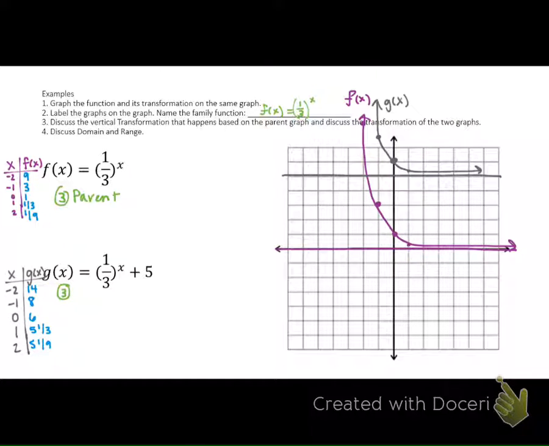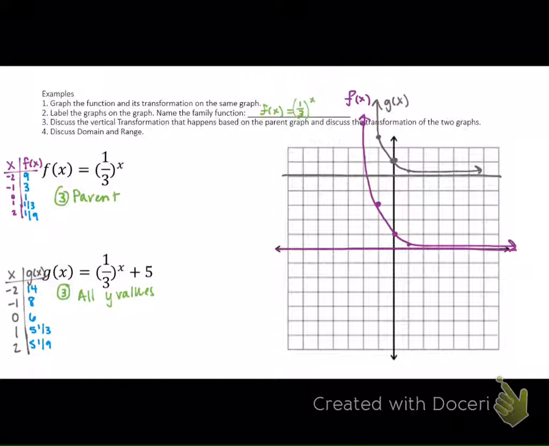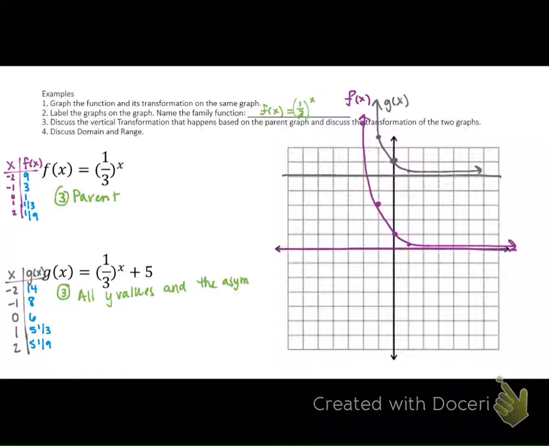Kaylin, what transformation do you see occurring in g of x? And the asymptote is 5, and it's just what values up. Everything is shifted up 5, right? The asymptote is shifted up 5, and the y values are shifted up 5. Very good. And that's because of this plus 5. And you can see that in your chart again. 9 plus 5 is 14. 3 plus 5 is 8. 1 plus 5 is 6. So, all y values and the asymptote shift up 5.